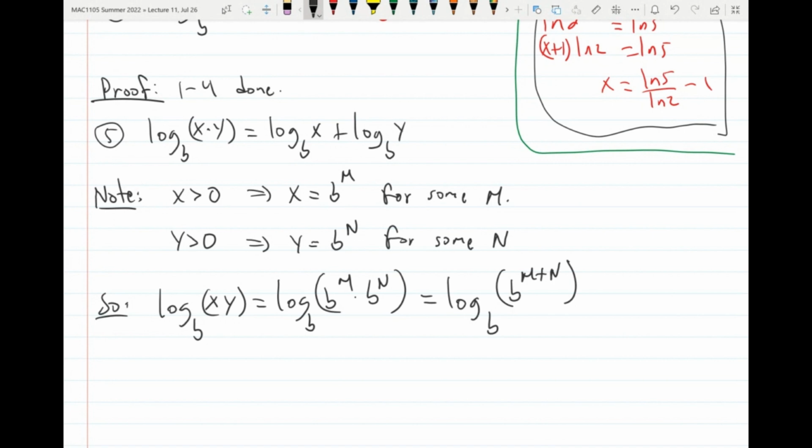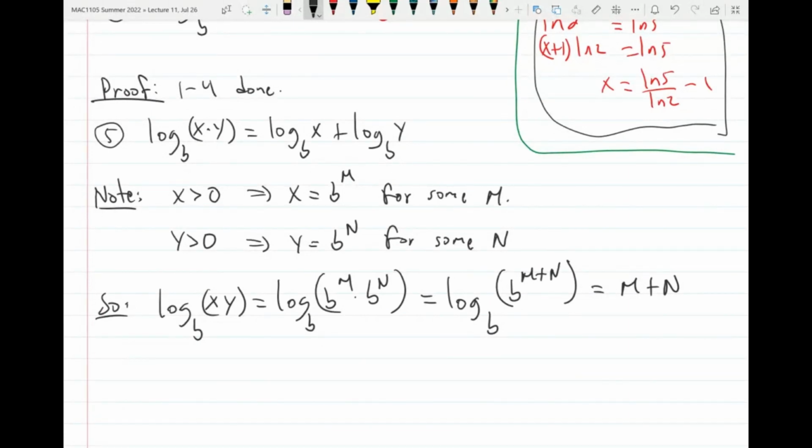Now, using one of the previous properties, remember, we already know 1 through 4. So what is log base b of b to the m plus n equal to? This is just m plus n, right? They cancel each other, remember. Log base b cancels b to the power. Yes? All right.